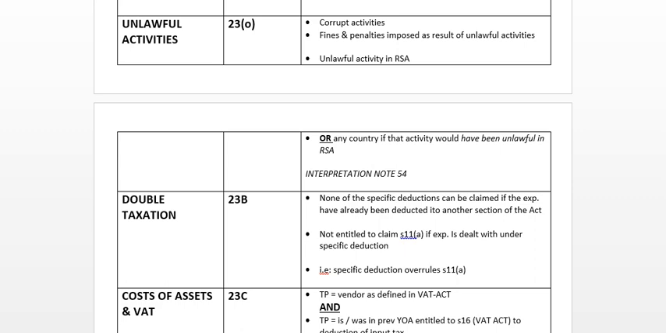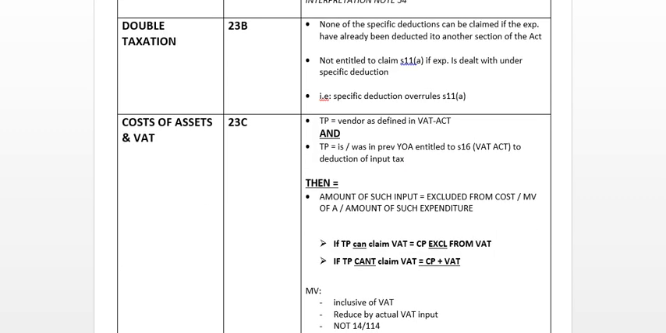Okay. So double taxation in terms of section 23B. None of the specific deductions can be claimed if the expenditure has already been deducted in another section of the Act. That's again logical, but that's not something you will find commonly.